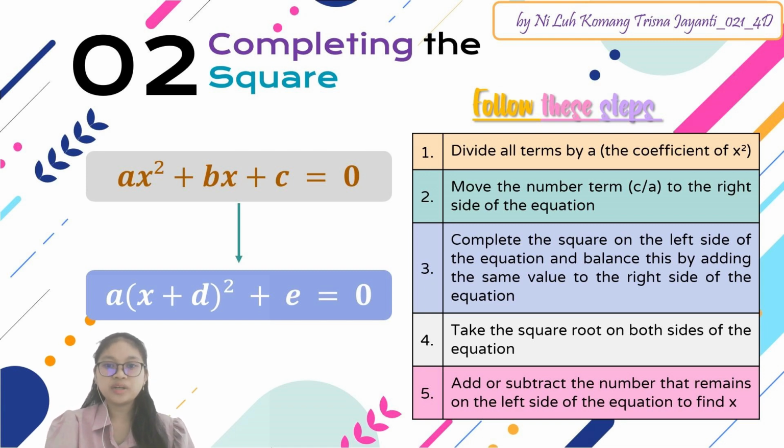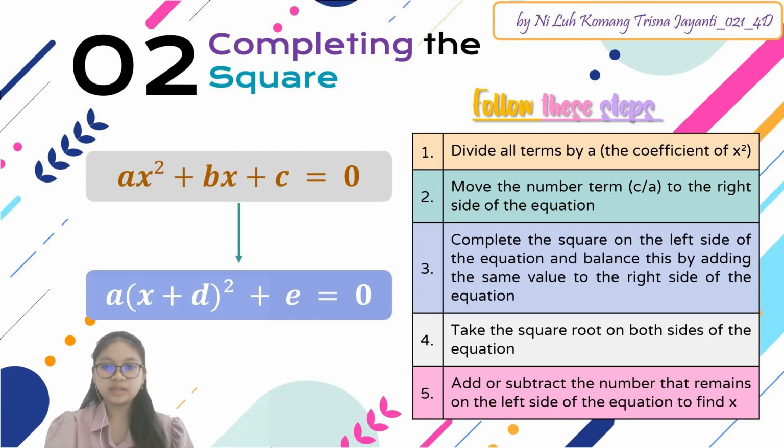Second, move the number term c over a to the right side of the equation. In this step, we move the number term c over a to the right side of the equation. So we have x squared plus b over a times x equals minus c over a.